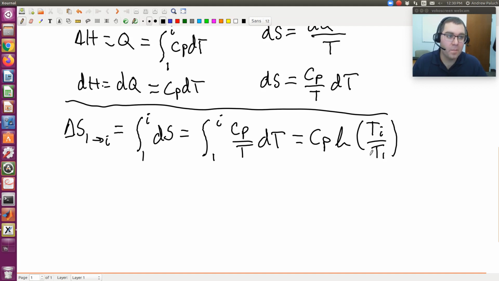Now, one note here before we evaluate this is that I have a ratio of temperatures. You need to make sure you're using absolute temperatures. We're given temperatures in degrees C, so you need to make sure this is computed in Kelvin. So I'll jump over to MATLAB to actually perform the calculation, and then we'll write down the result here.